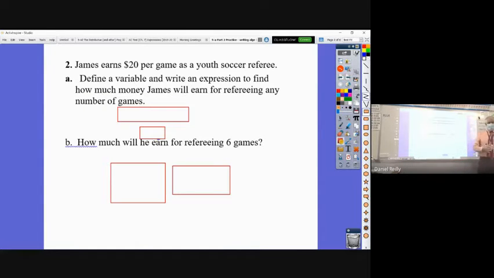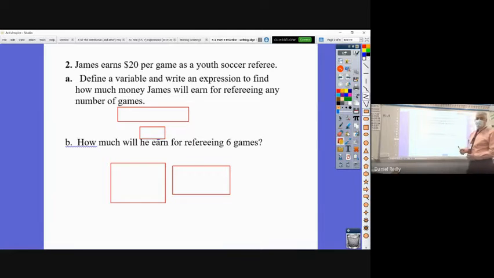You have to read what the question is asking you, okay? These will tell you all to define a variable. If it didn't say define a variable and it just told you to write an expression, you still have to define a variable. You cannot write an expression, an algebraic expression with a letter in it for a real world problem and not say what that letter represents.